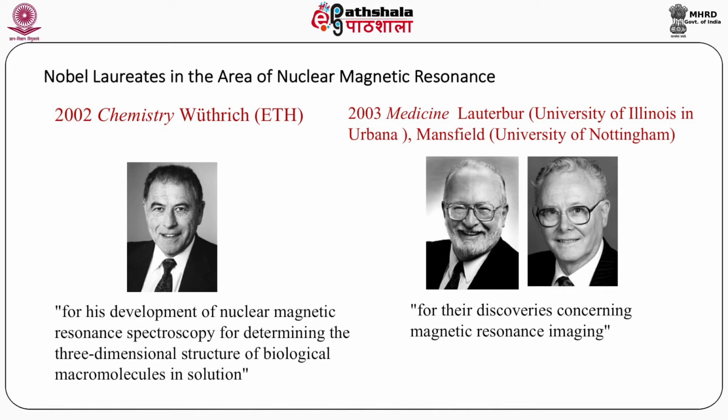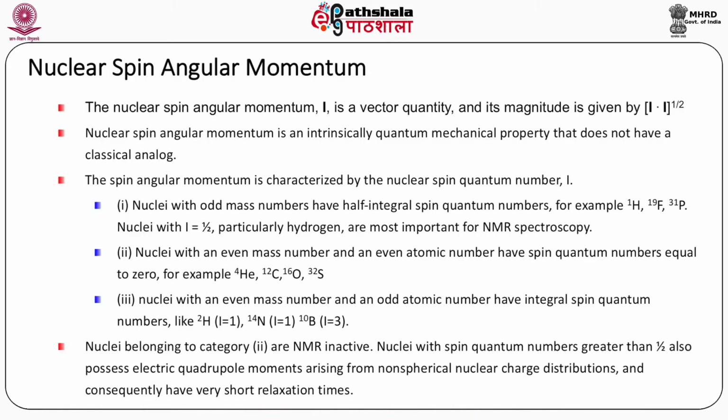And the following year, in 2003, Lauterbur and Mansfield were awarded the Nobel Prize in Medicine for their discoveries concerning magnetic resonance imaging. Now we come to the nuclear spin angular momentum. The nuclear spin angular momentum is a vector quantity and its magnitude is given by the dot product I dot I and the square root of it.